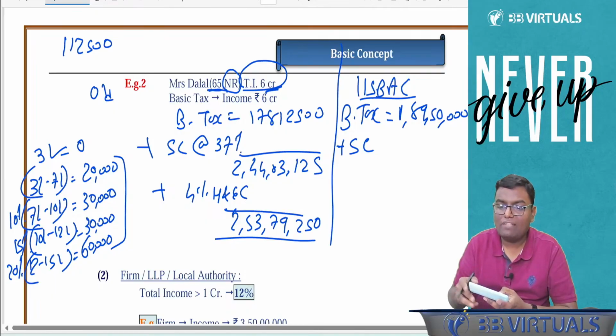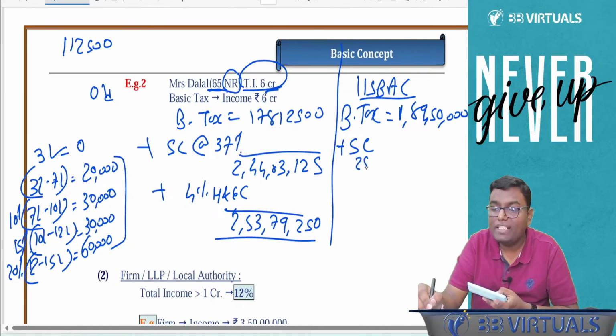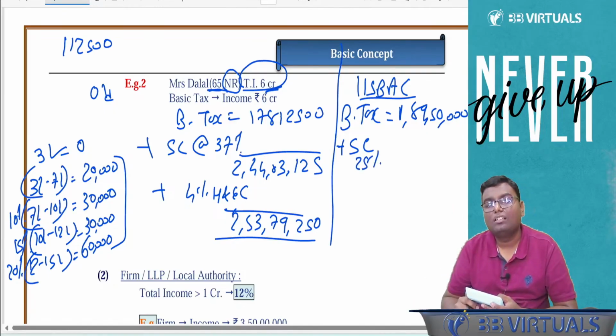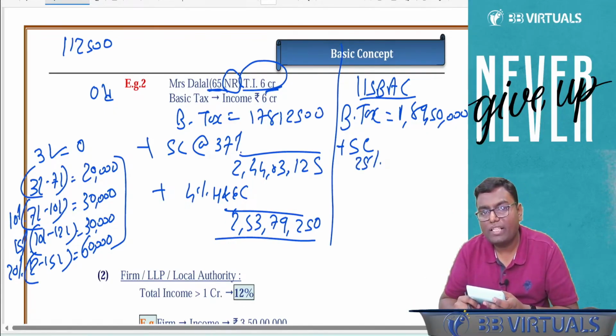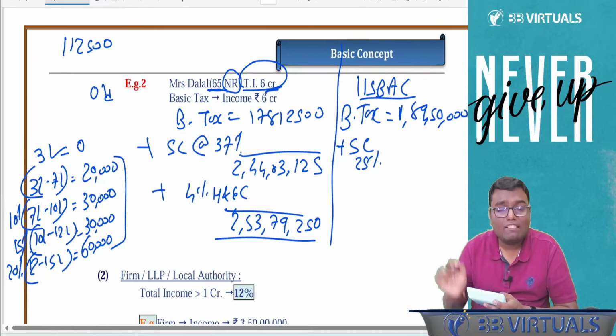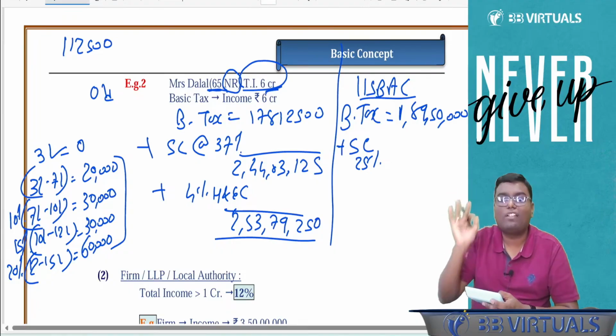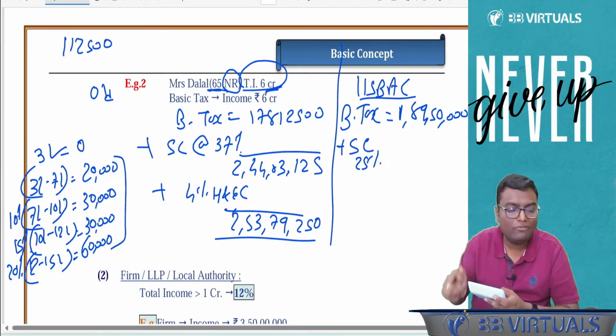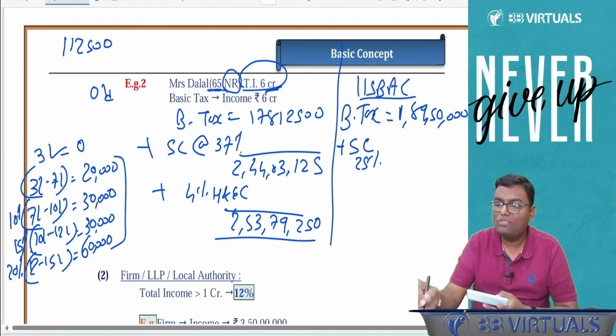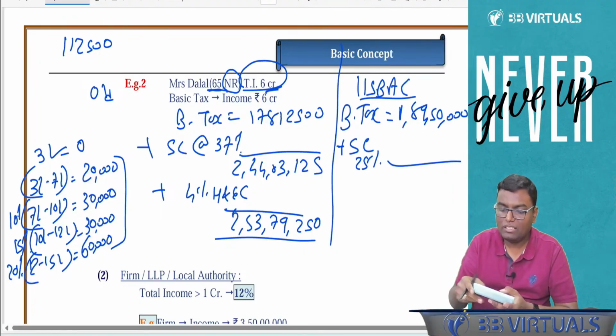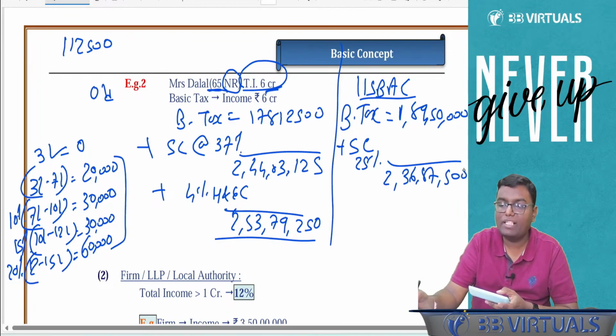How much surcharge will I apply over here? Can I say the surcharge rate which I will apply over here is 25%? Why 25%? The simple reason being, under 115BAC the maximum surcharge is 25%. The 37% rate itself is not applicable. That's why 25% surcharge rate will come, which will come to 2 crore 36 lakh 87,500.